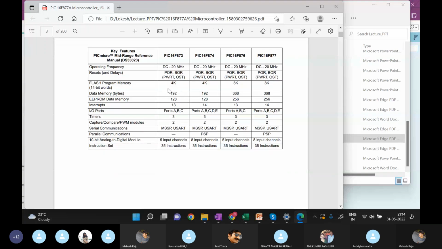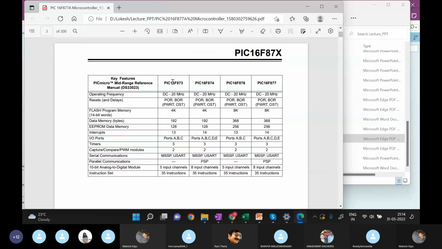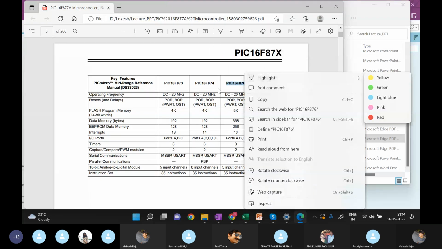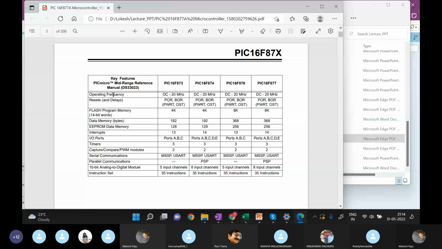You can see the memory architecture here also. This PIC family has different microcontrollers actually. PIC16F873 is one microcontroller, PIC16F874 is another, then 876, 877. So there are different microcontrollers. What about the operating frequency, and how resets will happen? Flash program memory means like the ROM, and data memory means RAM.